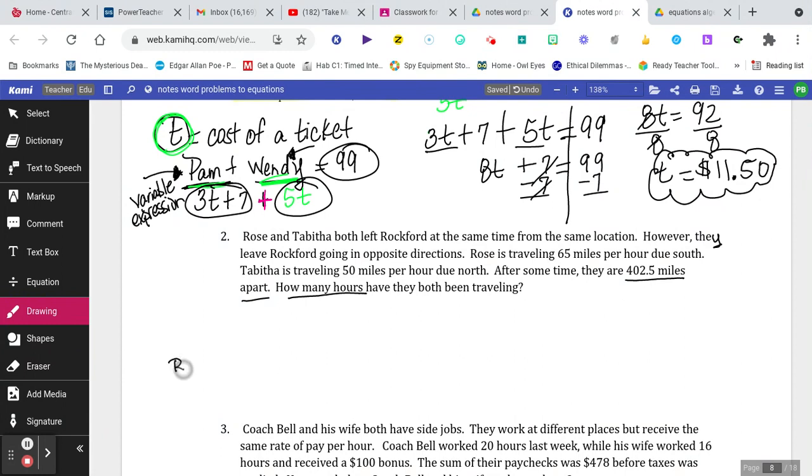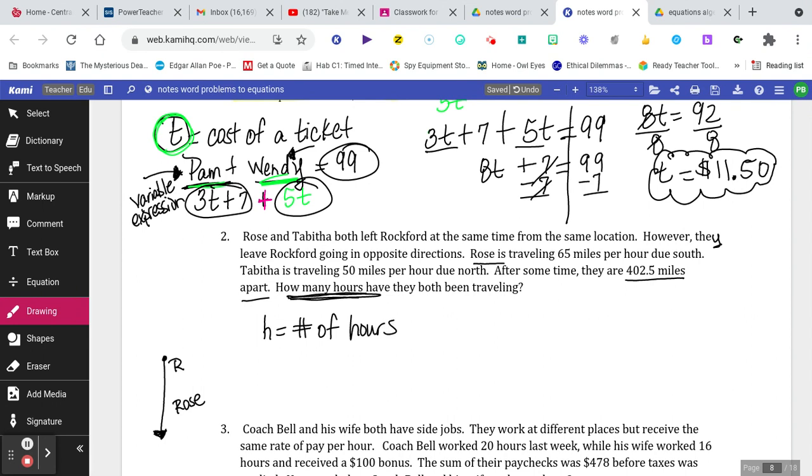So I'm going to say here they started at Rockford. And someone went south. Okay, so Rose went south, traveling at 65 miles per hour. So this is Rose. So for every hour, Rose went 65 miles. The question is, how many hours? I don't know. So before I finish this up, I'm going to go ahead and write H is going to represent the number of hours, guys.